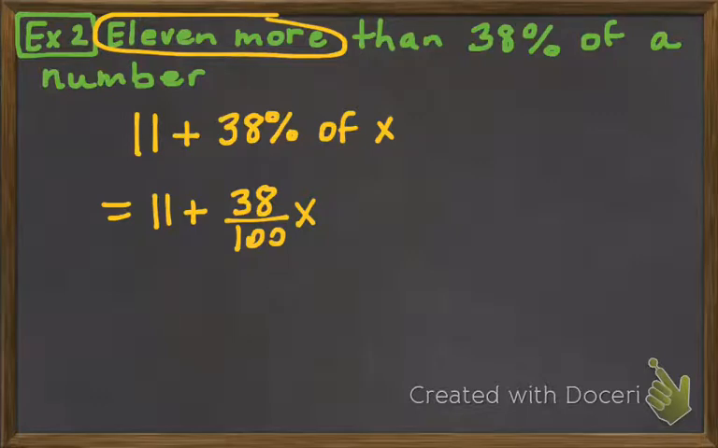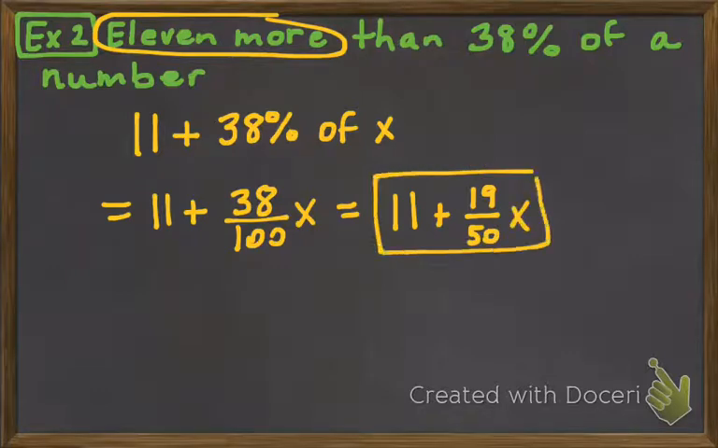And obviously we wouldn't leave it that way because we can reduce that fraction so that we would have 11 plus half of 38, because we're going to reduce by a factor of 2. Half of 38 is 19, and half of 100 is 50, x. And that's one of the ways I'd like to see your answer. And then I would like to see you write 11 plus 0.38x.